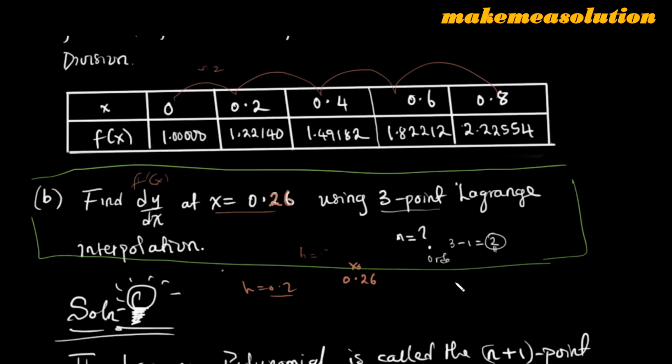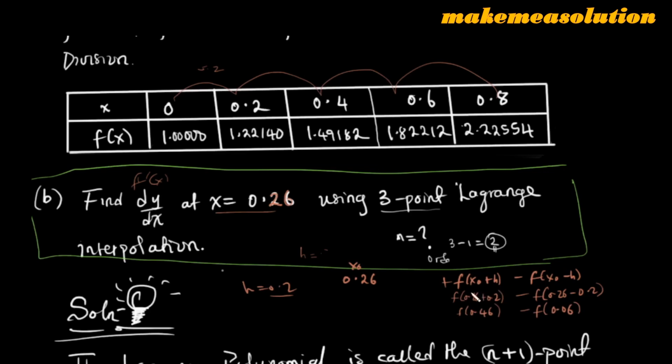If you want to use the 3-point midpoint formula, you need to solve for f of x naught plus h and f of x naught minus h. So you need to actually find f of 0.26 plus 0.2 and f of 0.26 minus 0.2. 0.26 plus 0.2 is f of 0.46, and 0.26 minus 0.2 will be f of 0.06.